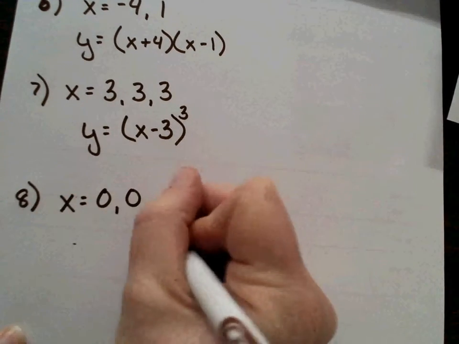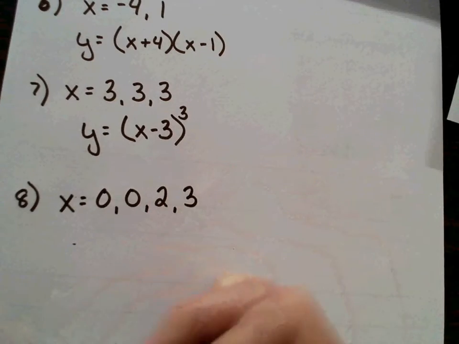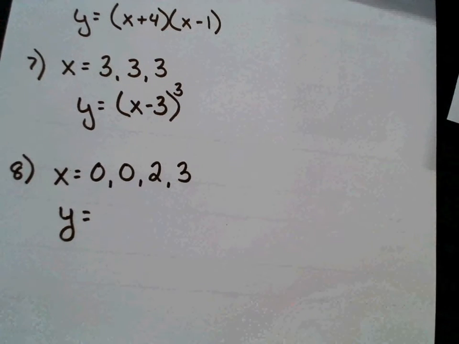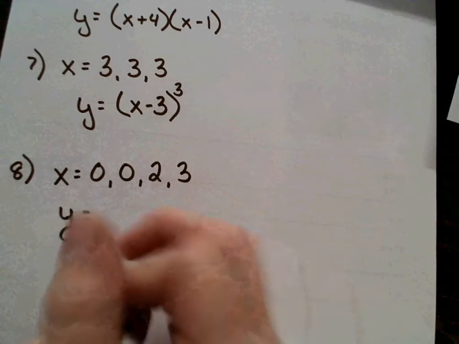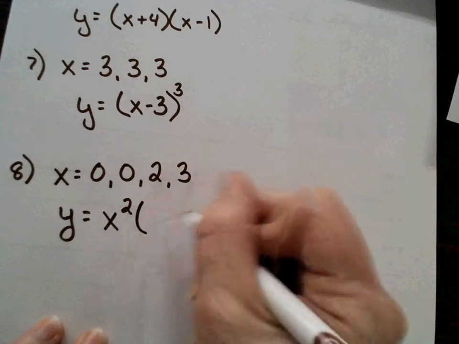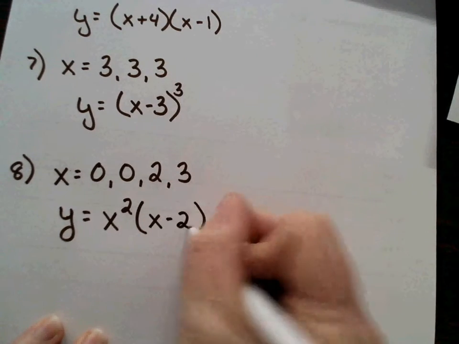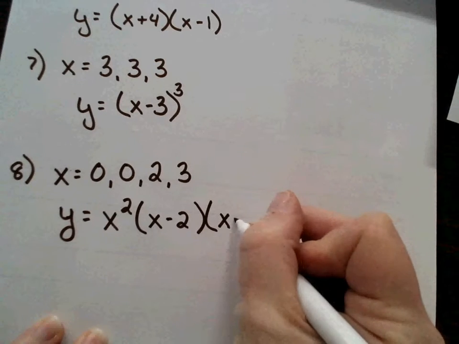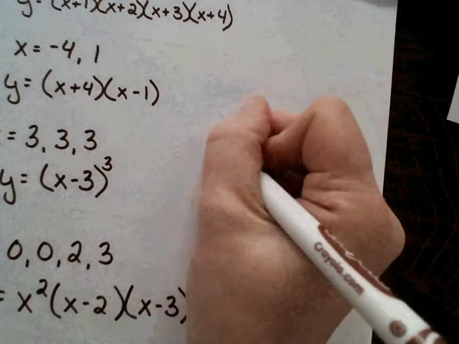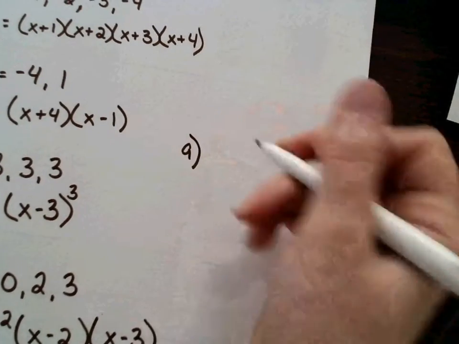Okay, x equals 0, 0, 2, 3. X squared, because there's 2 zeros there, so that's an x squared. The next parenthesis would be x minus 2, and the last one would be x minus 3. Does it make sense? Does it seem too easy? Maybe. Maybe it seems hard. I don't know. Okay, so I'm going to add 2 more questions.